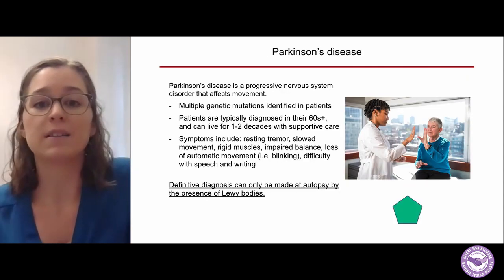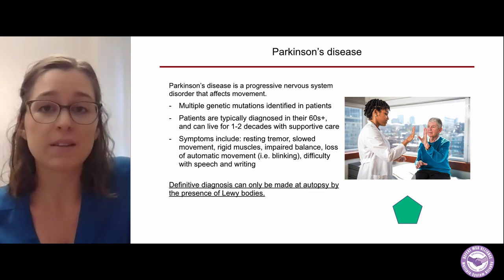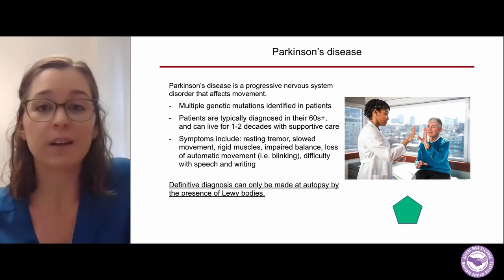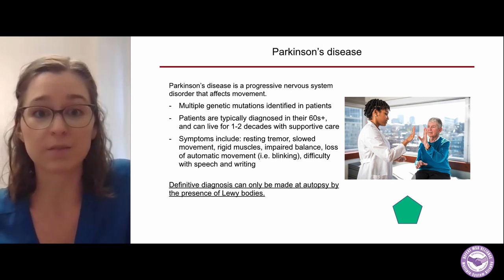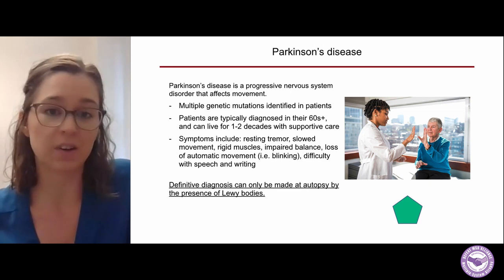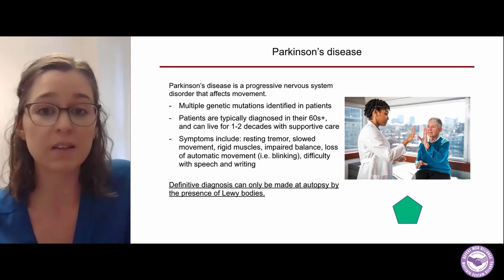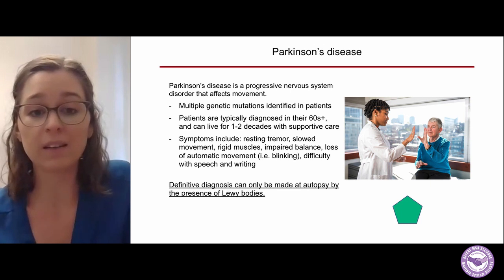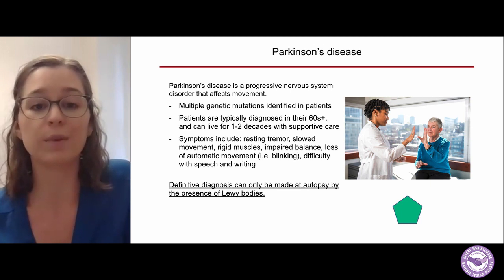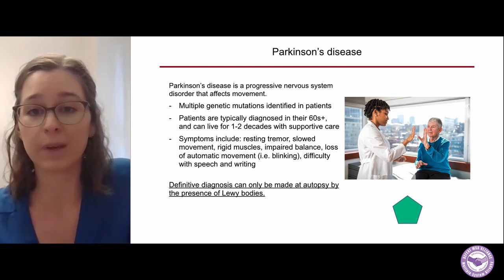On the other hand, Parkinson's disease is a progressive nervous system disorder that affects movement. Unlike MSA, there are multiple genetic mutations that have been identified in patients that are linked to the development of PD. Patients are diagnosed later in life and can live up to 2 decades, as I noted earlier. The symptoms include the common resting tremor that's characteristic of PD, slowed movement, rigid muscles, and difficulty with their speech and writing. Again, unfortunately, a definitive diagnosis can only be made at autopsy by the presence of Lewy bodies in the brain. This green pentagon will denote Parkinson's disease, or just the green color as well.